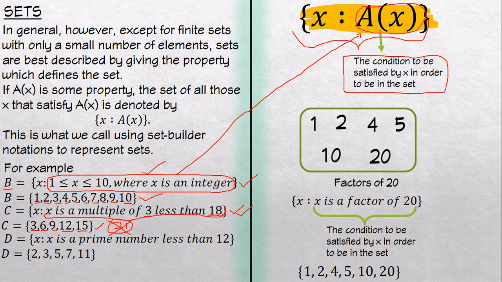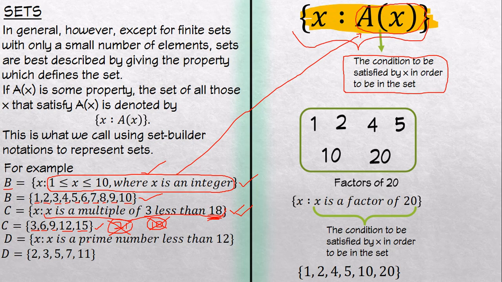And also, if you are a number less than 18, but you are not a multiple of 3, you can also not be in the set. For example, we have the number 10. 10 is less than 18, but you realize that 10 is not a multiple of 3. So therefore, 10 also fails to be part of our set.